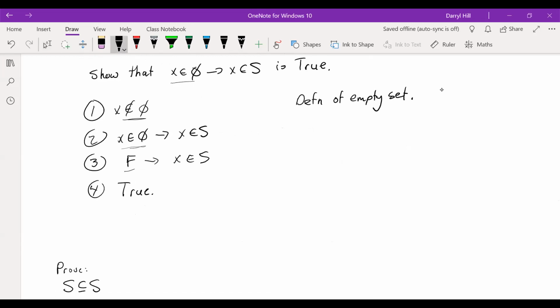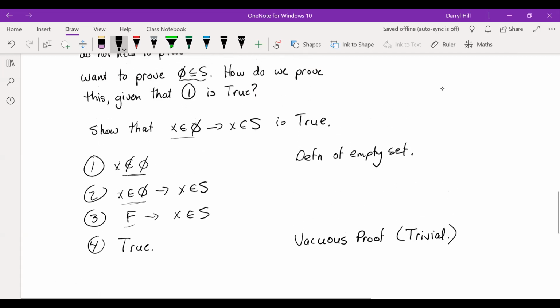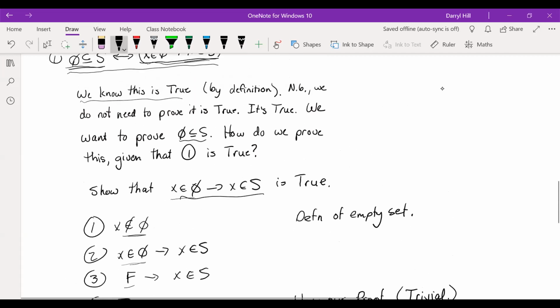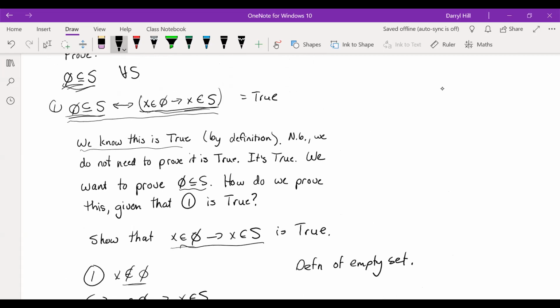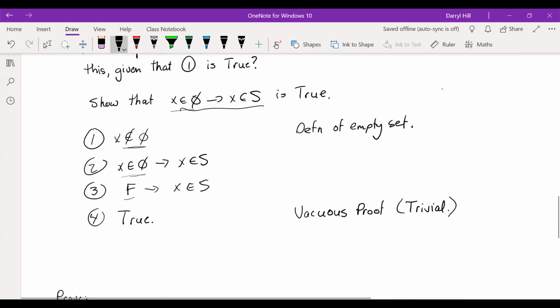And this is a vacuous proof, or trivial. Or what did you call it? False antecedent. Yeah, that sounds good too. All right, so we've shown that this is true. Since this is true if and only if the empty set is a subset of S, we've shown that the empty set is a subset of S. All right, questions?